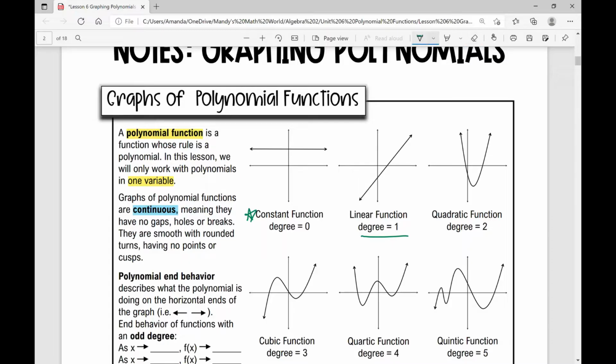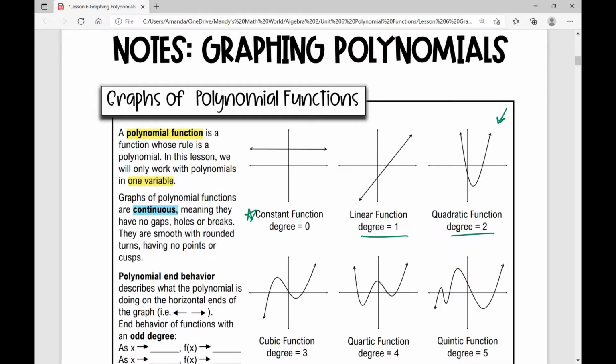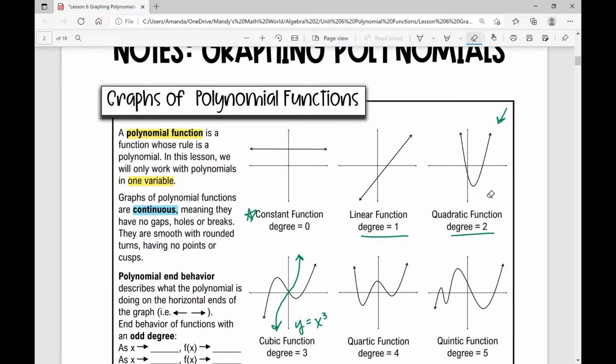And then you've also worked with quadratic functions. Quadratic functions look like this on your graph. They form parabolas. The degree is 2. Let's move on to cubic functions. Cubic functions are something like y equals x cubed. That's the parent cubic function, and that looks something like this when graphed.